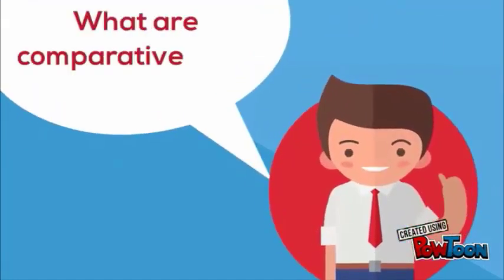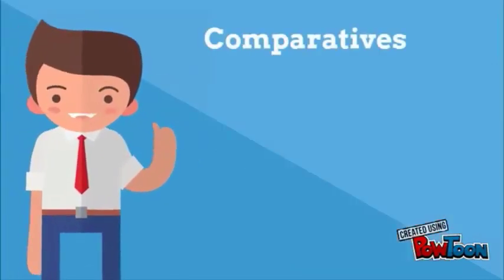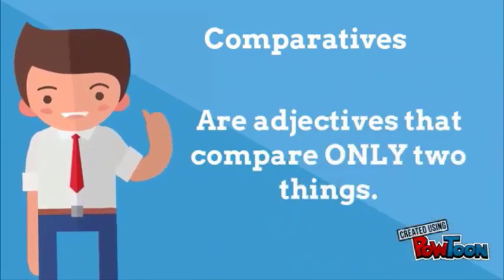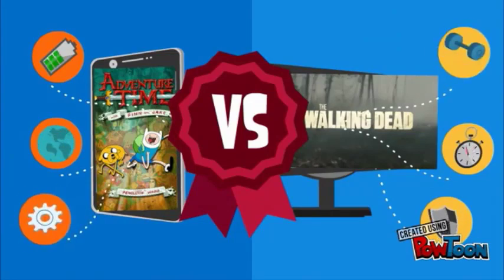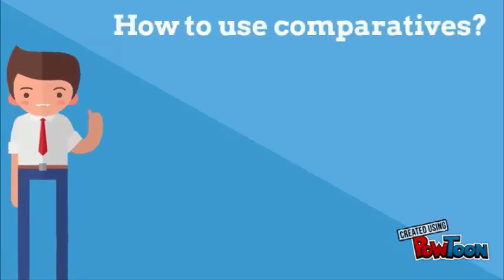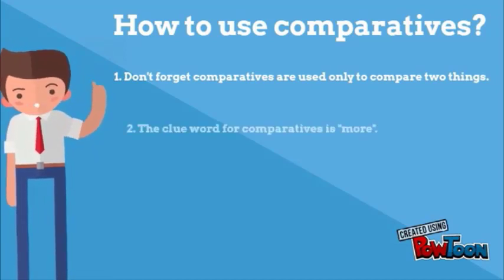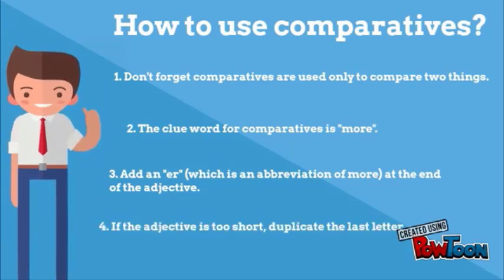What are comparatives and superlatives? Well, comparatives are adjectives that compare only two things. It's like comparing cartoons and TV series. How to use comparatives? First, don't forget comparatives are used only to compare two things. The clue word for comparatives is more, add an ER, which is an abbreviation of more at the end of the adjective. And if the adjective is too short, just duplicate the last letter.